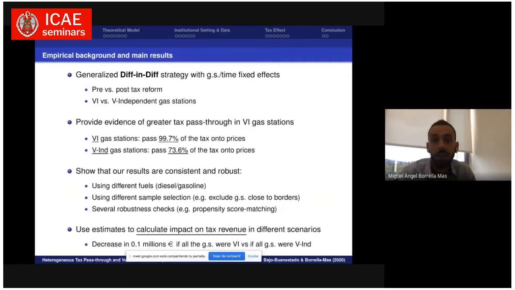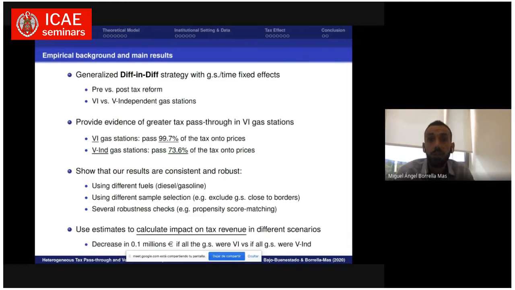At the empirical level, we use a generalized difference-in-differences strategy with gas station and time fixed effects, week time fixed effects. Basically, what we do is a pre-post comparison between gas stations affected by the tax reform and gas stations that are not affected, considering also the differences between those owned by the refiner, those that are vertically integrated, and those independent of it.